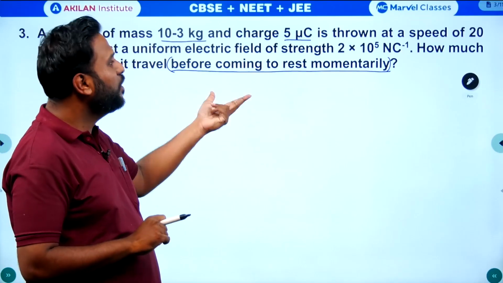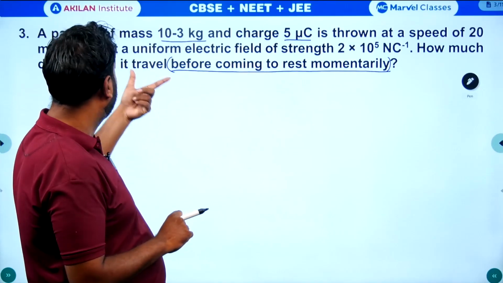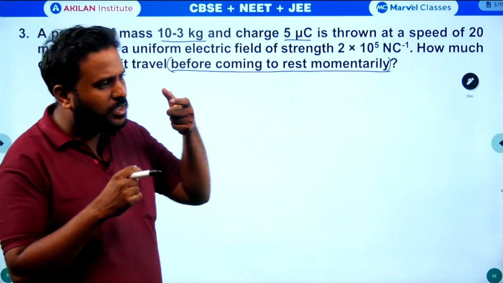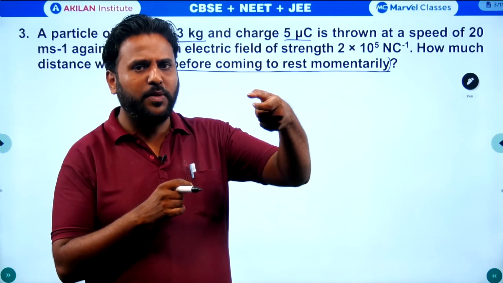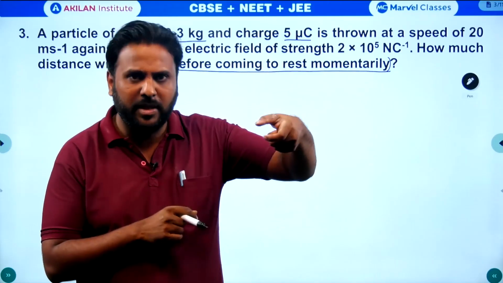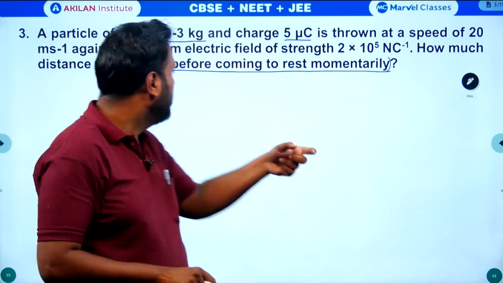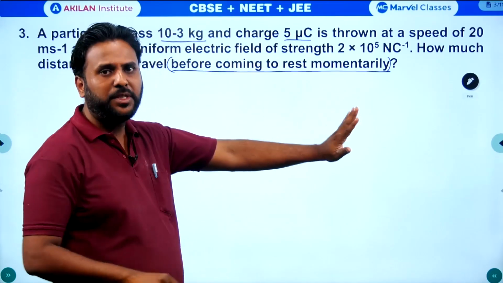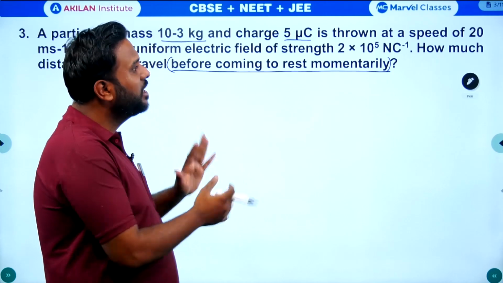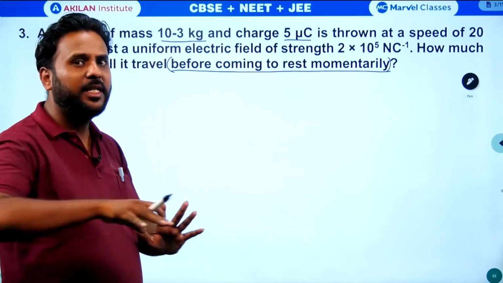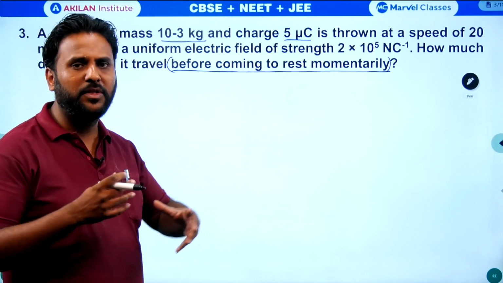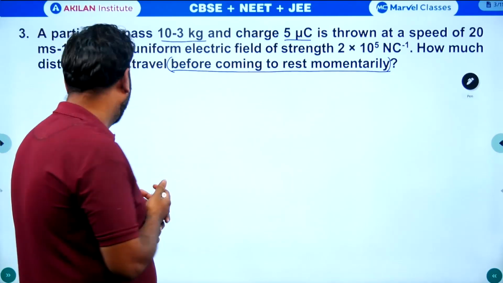Before coming to rest momentarily means the particle is going to be stopped by impact with some substance. It will come to rest. Then the final velocity is 0, and momentarily means it should be stopped. So these are the things they have given. First we have to write the data, then only will we know which formula is suitable here.